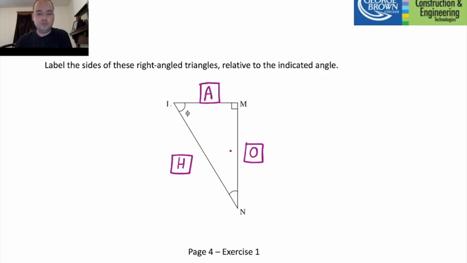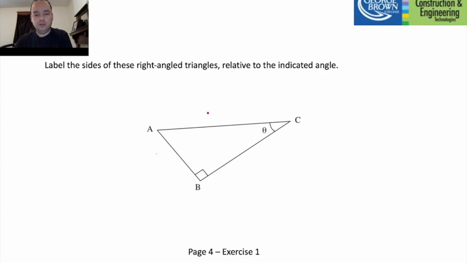Not to confuse you, but to just point out, both of these sides are adjacent to the angle, but this side already has a name. It's called the hypotenuse. So that's why it's not really a confusing issue about which side is the adjacent. Let's try one more.